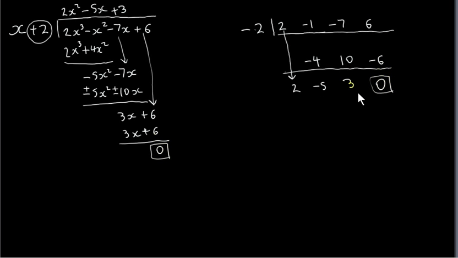The remainder is 0. And this here is the quadratic factor. So the 2 is the coefficient of x squared. The minus 5 is the coefficient of x. And the 3 is the constant term, plus 3.